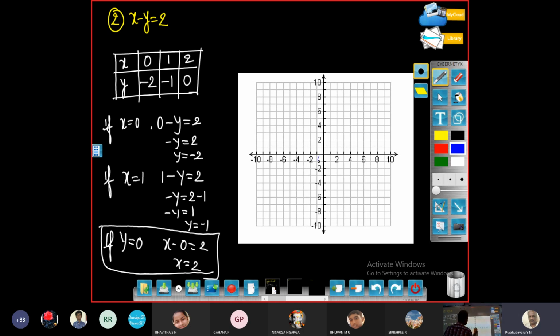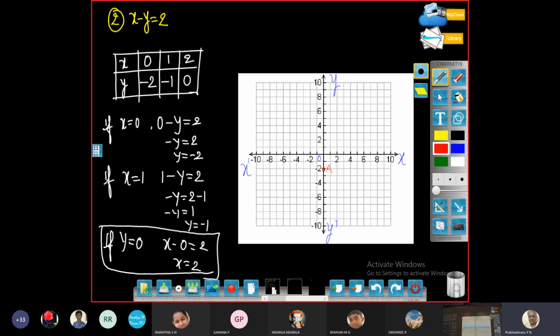Let us look, this is 0. This is the x axis, x dash. This is y dash. Now let us look at these points. First point. What is that? X value 0, y value minus 2. 0 means at the origin. Y value minus 2 means upward or downward? Sir, downward. Downward. This is the point. You can call this point A.